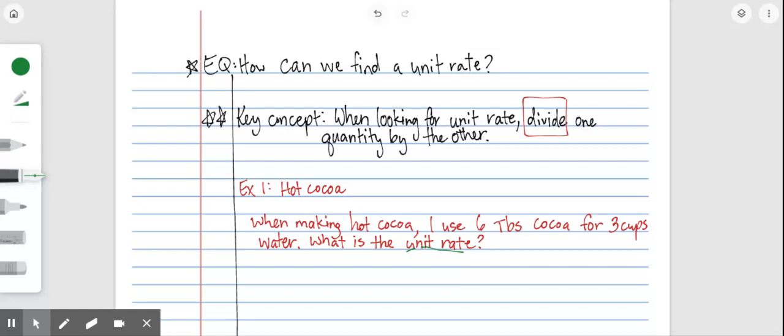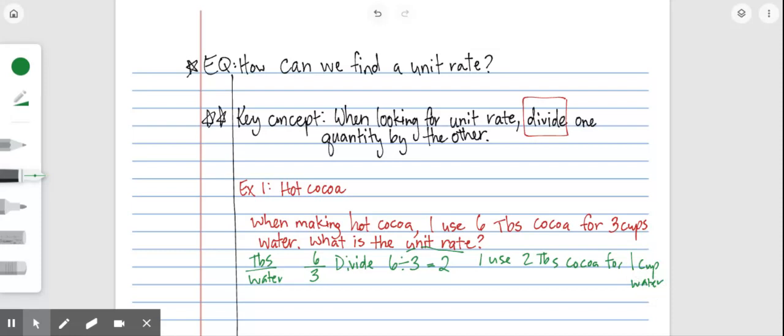So 3 cups of water is 6 tablespoons. So I take the 6 tablespoons over 3 cups of water and I divide. Okay, 6 divided by 3 is 2. So this means I use 2 tablespoons cocoa for 1 cup of water. Okay. So again, all I did was I took the number and divided it by the other.